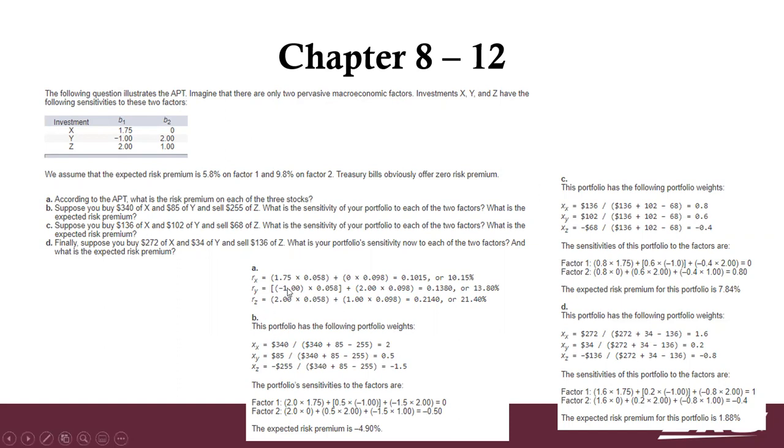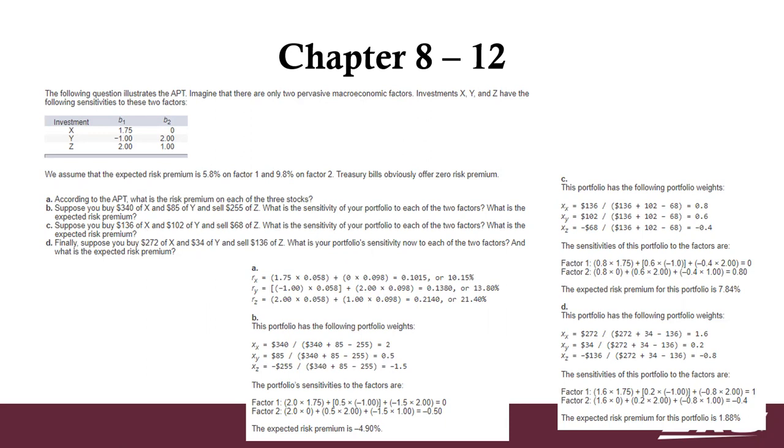So for X, it's B1 times that first factor, and then B2, which in their case is 0, times that factor, to calculate what that one is. For Y, it's -1 times the 5.8%, and then 2 times the 9.8%. You just do that for each of those.